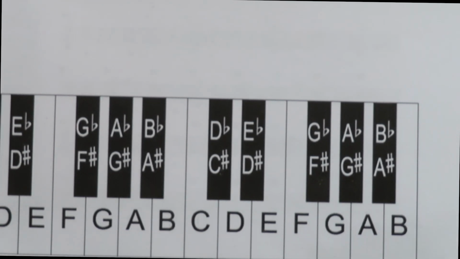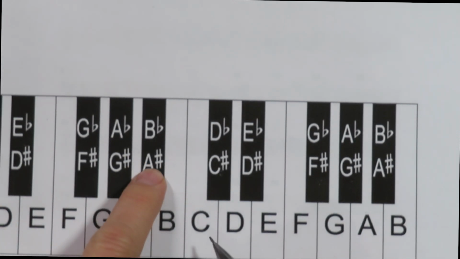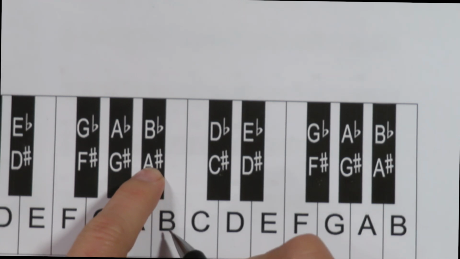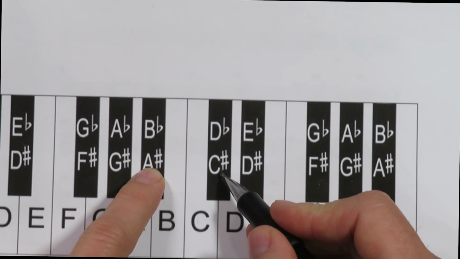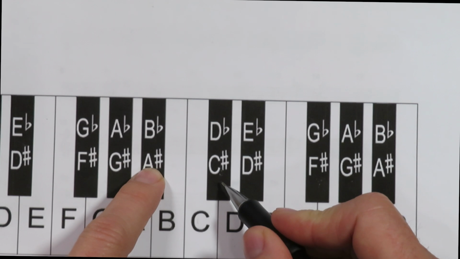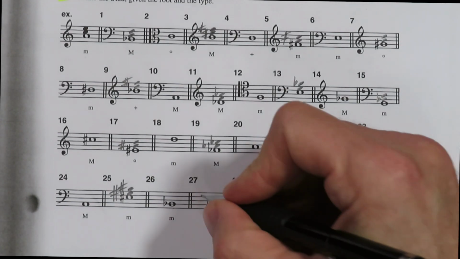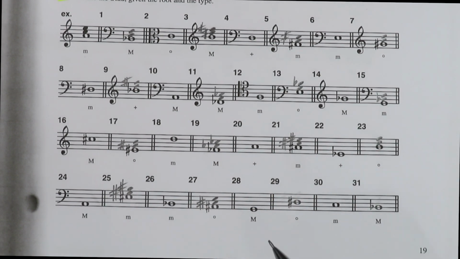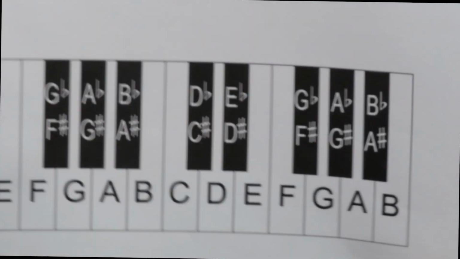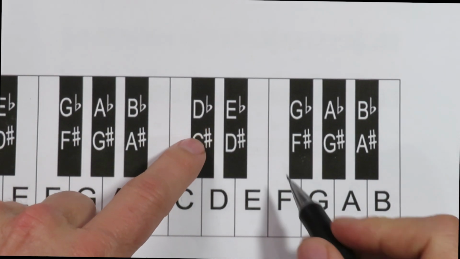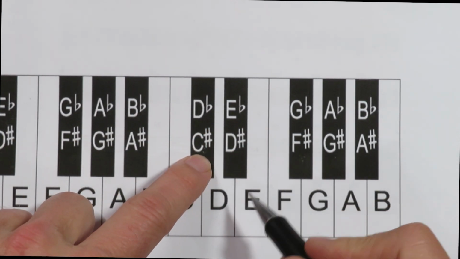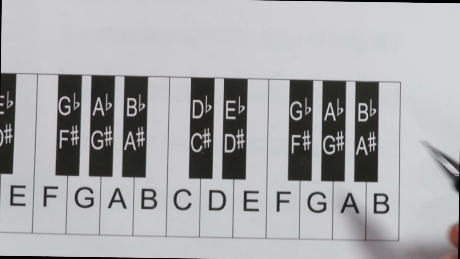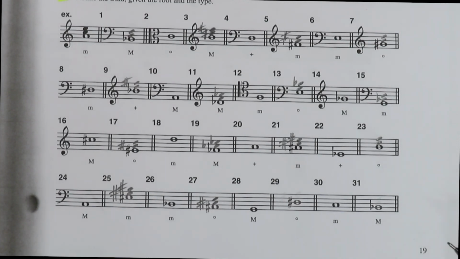So we have A sharp to C. Okay. So we need a minor third. So we're going to have to go up to C sharp, right? 1, 2, 3 half steps. There's that. Now we're going to need another minor third. So let's look C sharp to E. 1, 2, 3 half steps. There we go. A sharp diminished.